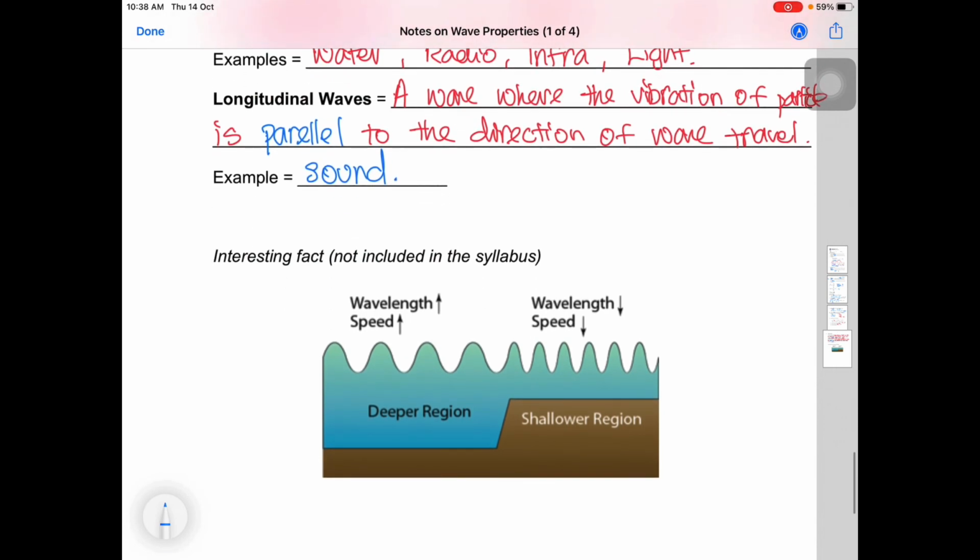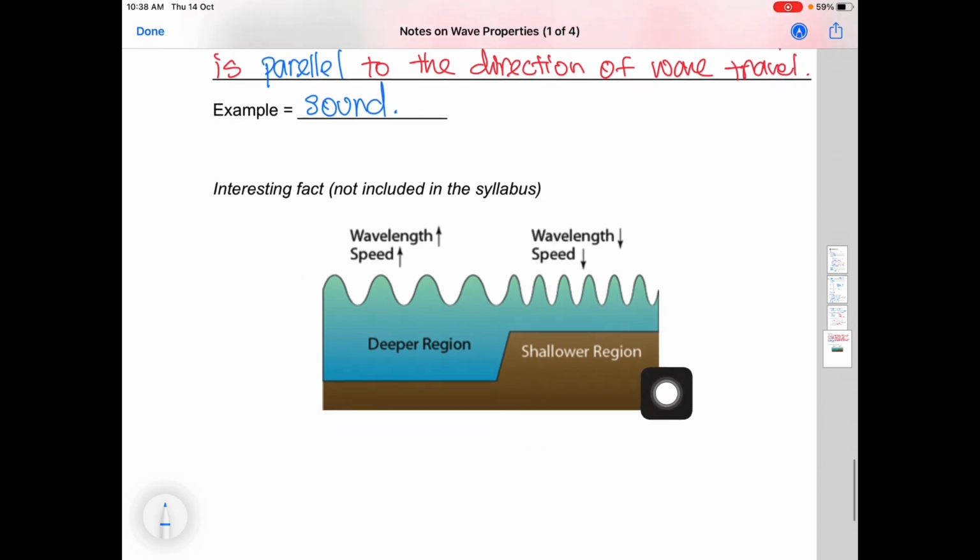I've included a fun fact over here. You don't have to know this. You just have to know that when the water is very deep, the speed of the wave and the wavelength are very high. But as you get to a shallower region, think of this as the beach, in the deep sea the waves are very fast and the wavelength is quite large. But as it gets closer to the shore, the speed decreases and the wavelength decreases. This is just a fun fact. It's not in your syllabus, unless you are studying pure physics, then you have to know this.